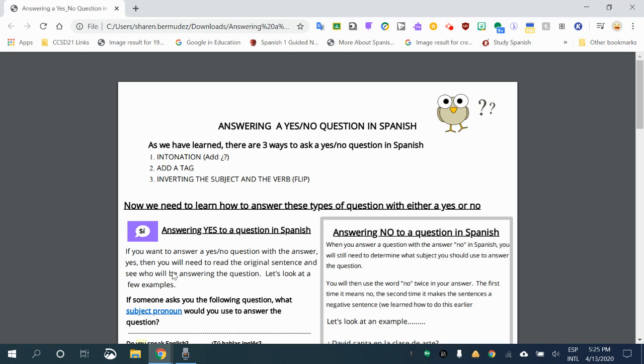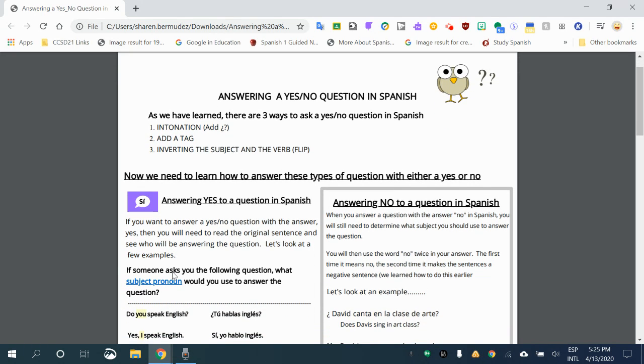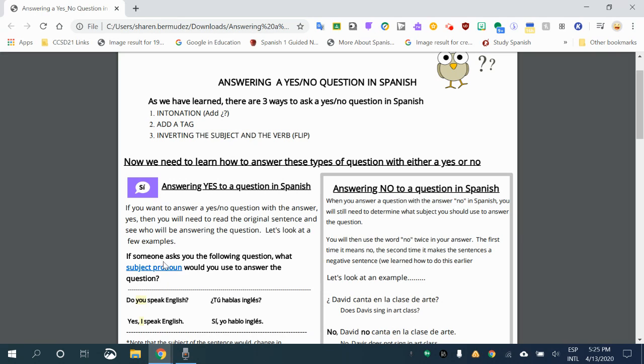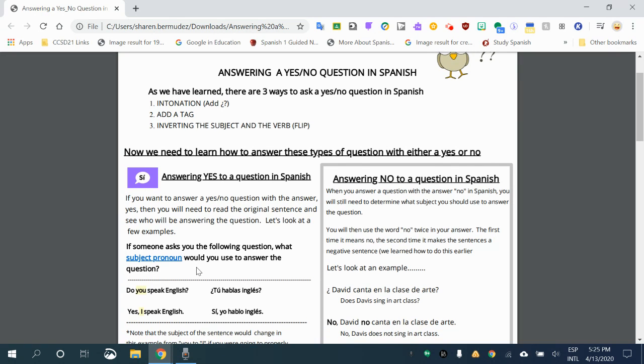If you want to answer a yes, no question with the answer yes, the first thing you have to do is read the sentence and determine how you're going to answer it. We do this in English as well. Sometimes the subject pronoun is going to actually change depending on how we've been asked and how we answer a question. Well, let's look at an example.